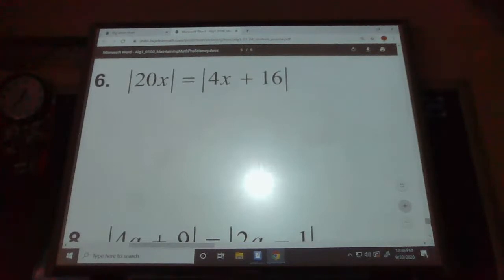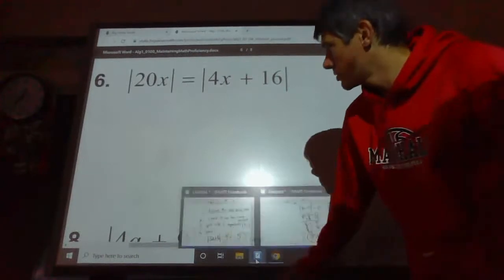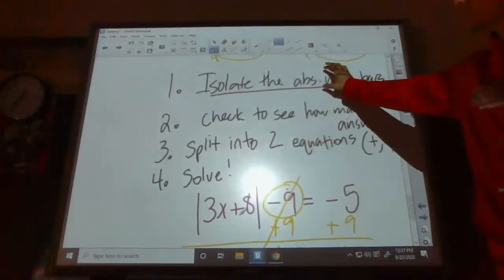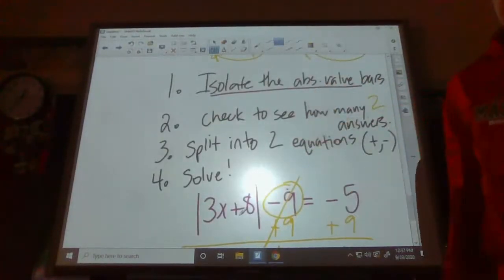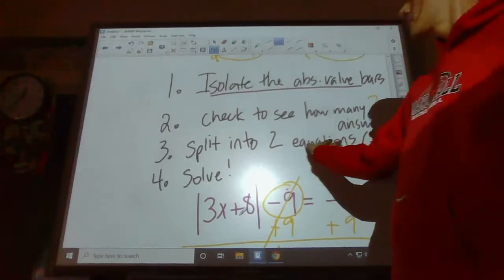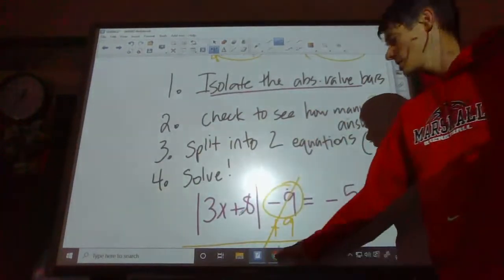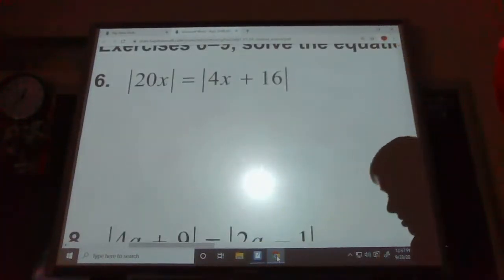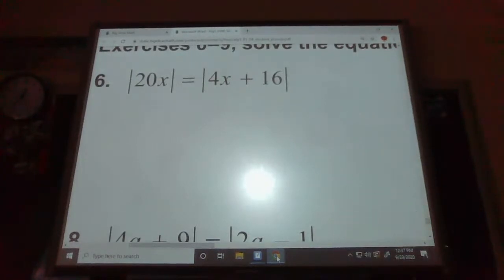Whenever you have absolute value bars on both sides of the equal sign, you can basically skip steps 2 and 3. You don't have to worry about isolating and checking to see how many answers there are right now. You can go straight to splitting it into 2 equations. Let me show you what that means. If they give you absolute value bars on both sides of the equal sign, what you'll do is basically the same thing we did on the others.